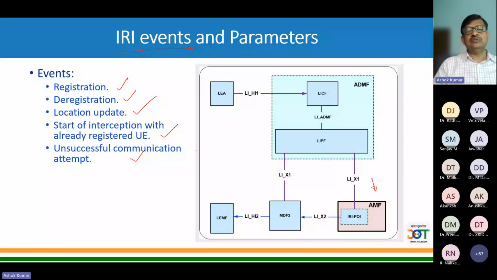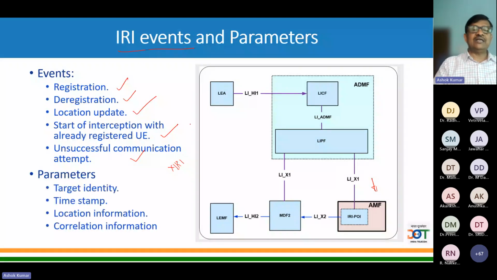And what is the output? That is XIRI. XIRI will have what parameters? So that can have the target identity, so LIID, as we said, right? So LIID will help find which number and all. Timestamp would be the next parameter. Since we are doing AMF, the location information, either cell ID or tracking area, and other correlation information like IMSI. Any question? Somebody want to ask any question?